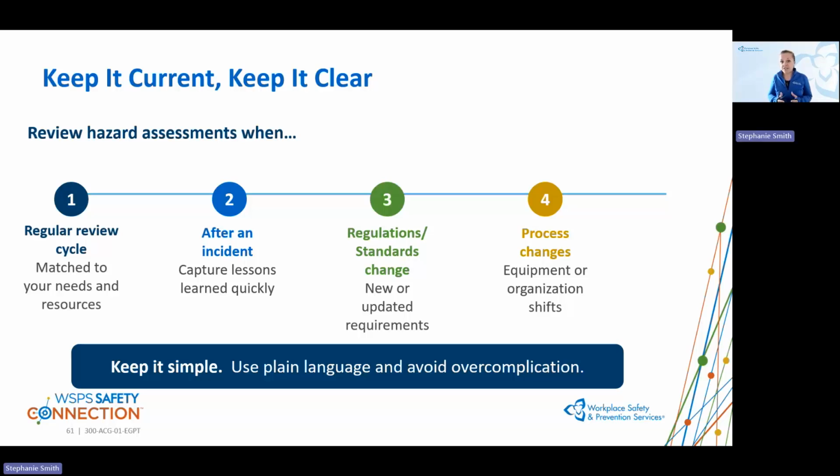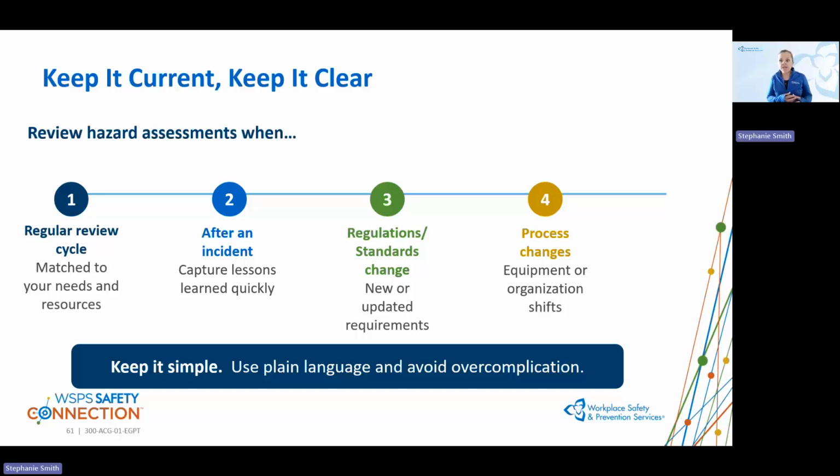When regulations or standards change as well, you want to be looking at your risk assessment and asking, are you capturing that information? Or process changes. If you're changing a process, equipment changes, or there are organizational shifts, you definitely want to be going back to your hazard assessments and capturing all that data. If you're doing JHAs or JSAs and you're changing how that process is done, you definitely have to review that hazard assessment, that JHA, again.